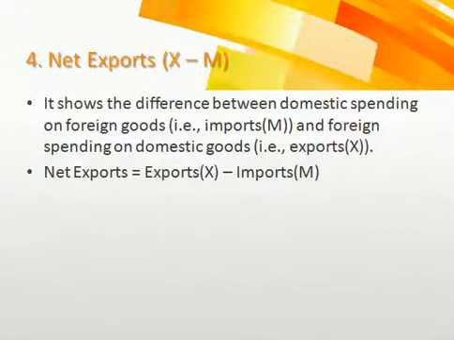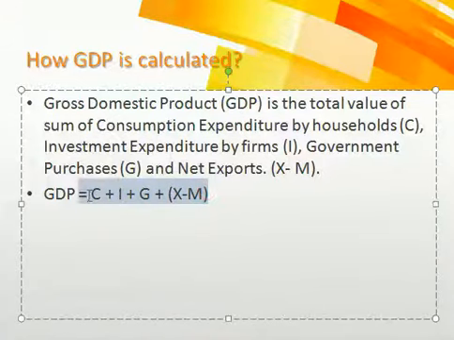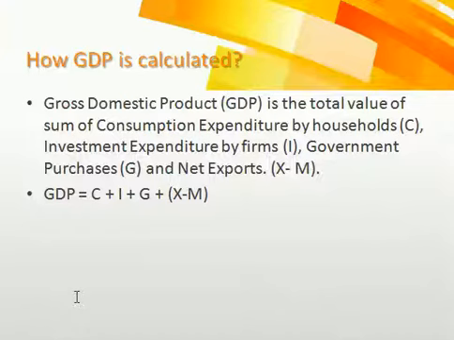Okay, so coming back to this, we have calculated all the four components, and finally the GDP is calculated like this. The gross domestic product is the total value, the sum of the consumption expenditure by the households, investment expenditure by the firms, government purchases, and net exports. So all the things are added and we get the amount of GDP. And this GDP is in monetary terms. And in the news channels, what we hear, GDP is 6%, 7%, that is the GDP growth as compared to the previous years.